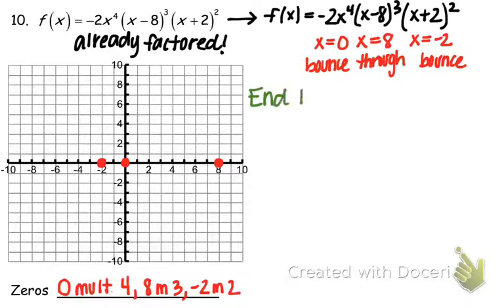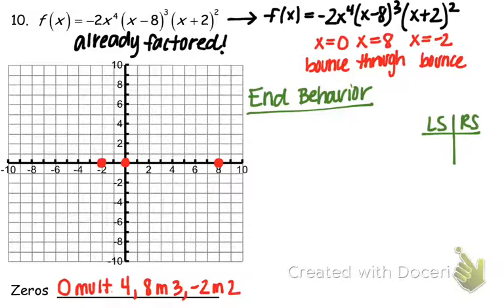Now let's figure out our end behavior. In our end behavior, we're going to make a little chart for our left side and right side so we can see how our graph will end up looking. So for the first thing we need to know what our leading coefficient is. Our leading coefficient is negative 2. So we have a negative leading coefficient. And since this is a negative leading coefficient, that determines the right side of our graph will end going down.